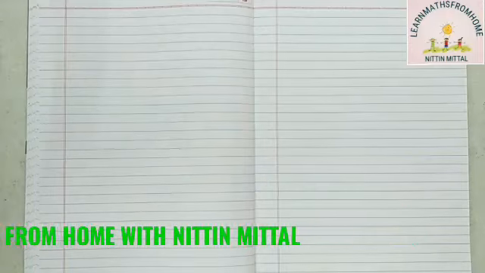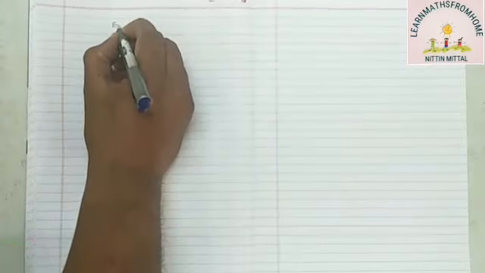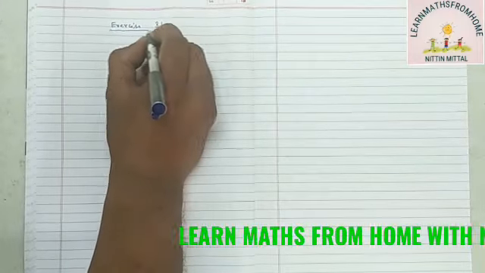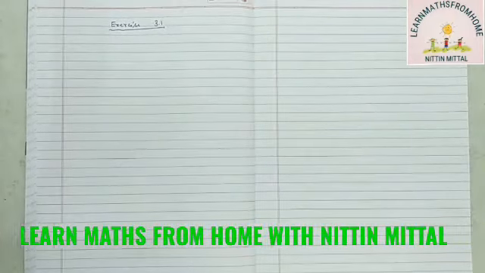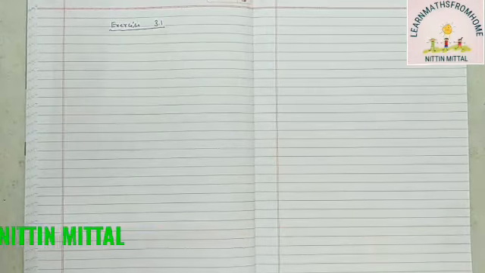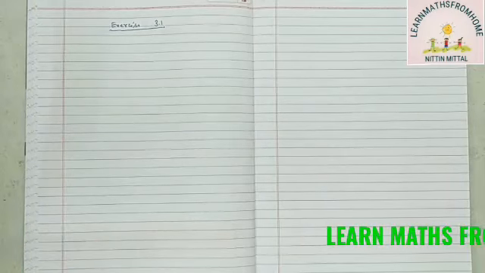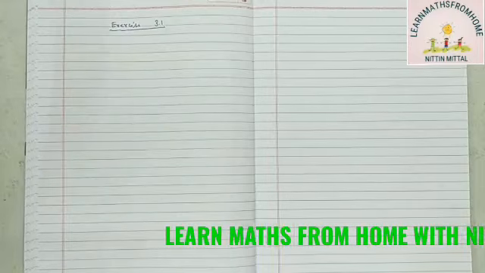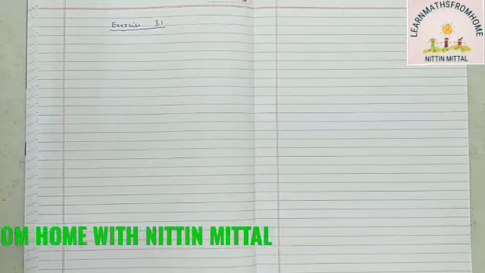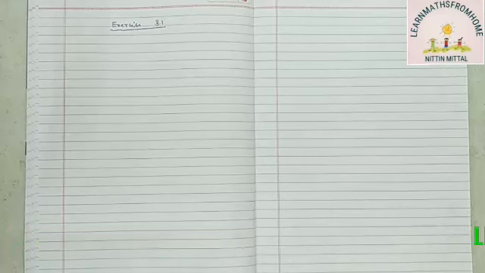So let me start with exercise 3.1. In exercise 3.1, first question, if you see on your screen, Aftab tells his daughter, 7 years ago I was 7 times as old as you were then. Also, 3 years from now, I shall be 3 times as old as you will be. Right? So, it is an age problem question.